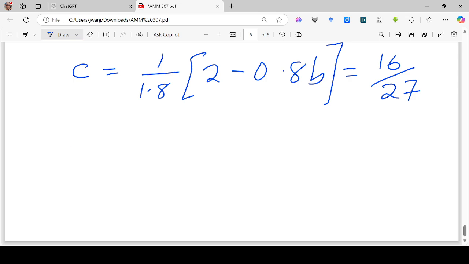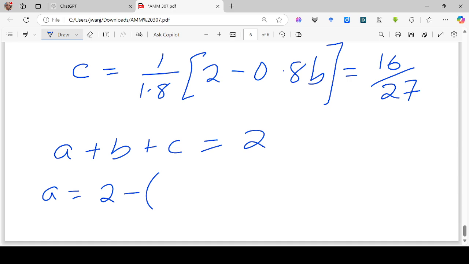Then from the first equation, we had a plus b plus c equals 2, meaning that a can be expressed as 2 minus (b plus c). Because we have the values of b and c, b is 7 over 6 and c is 16 over 27, then we just substitute and get a is 13 over 54. So that we have our integration method.